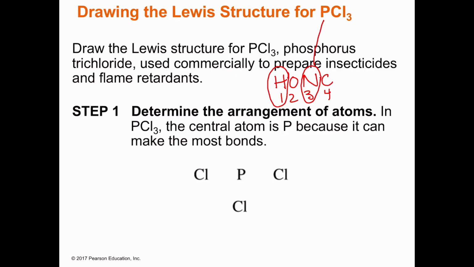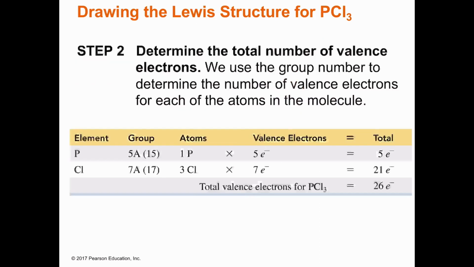So this is what's shown below. Phosphorus will go in the middle, and we've put the 3 chlorines around it. Again, this is because phosphorus can make the most bonds. Our next step will be to figure out how many valence electrons we have to use.